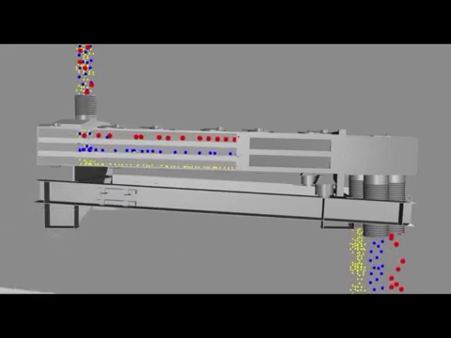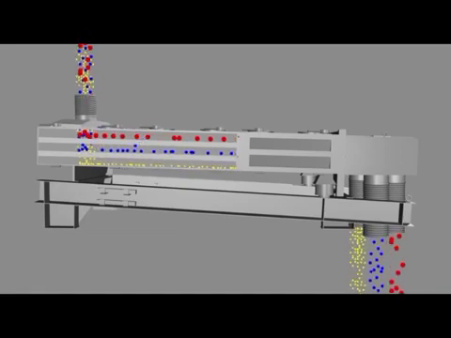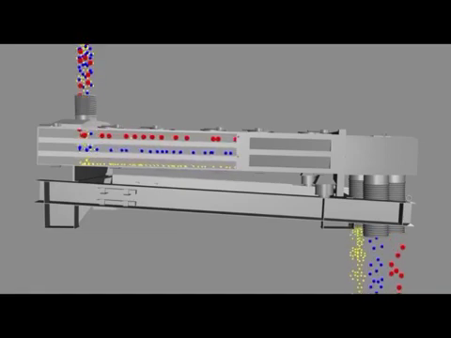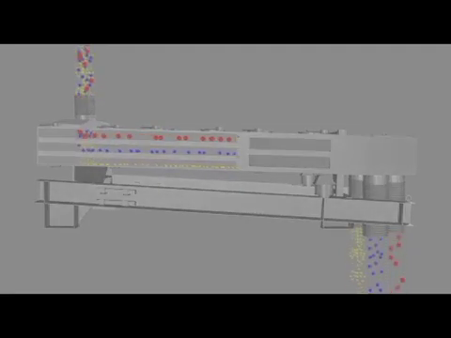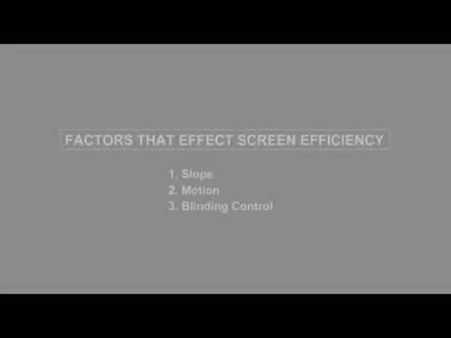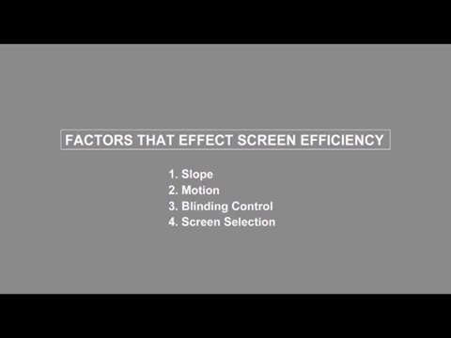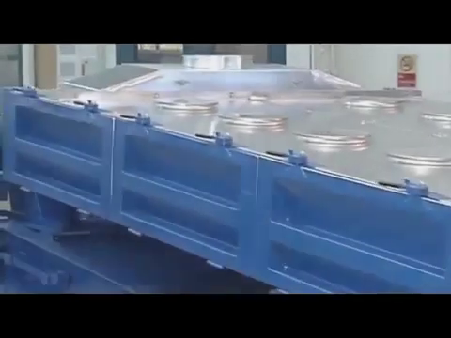It is the technology utilized by the individual separator manufacturer that determines the effectiveness of the separation, thus the return on investment provided by the screener. The technologies utilized by the separator manufacturers can be broken down to three main mechanical characteristics, those being slope, motion, and blinding control, and a fourth relating to the experience of the manufacturer, screen selection. Each of these parameters has a profound effect on the output of the screener.